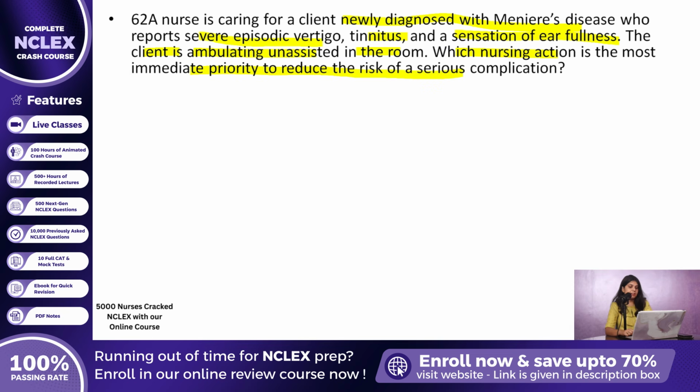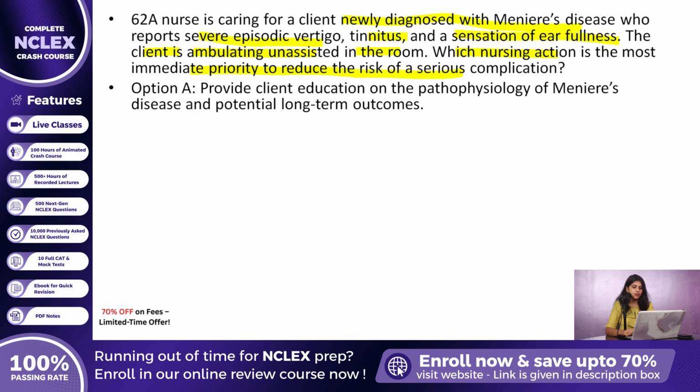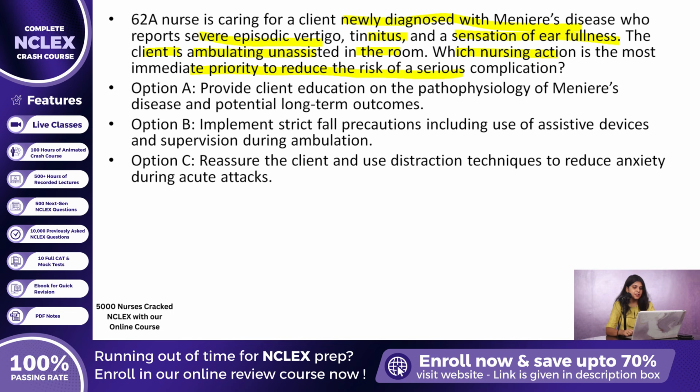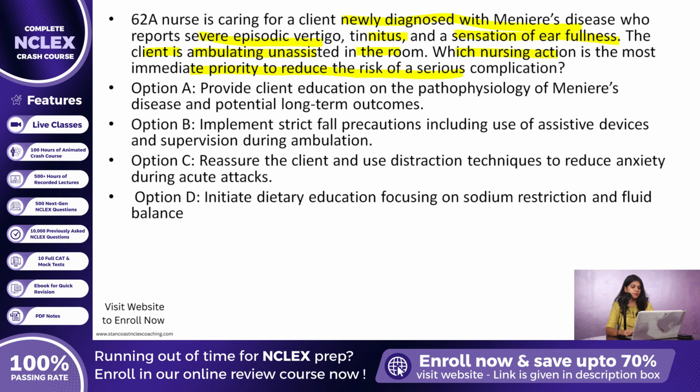Option A. Provide client education on the pathophysiology of Meniere's disease and potential long-term outcomes. Option B. Implement strict fall precautions, including use of assistive devices and supervision during ambulation. Option C. Reassure the client and use distraction techniques to reduce anxiety during acute attacks. Option D. Initiate dietary education focusing on sodium restriction and fluid balance.